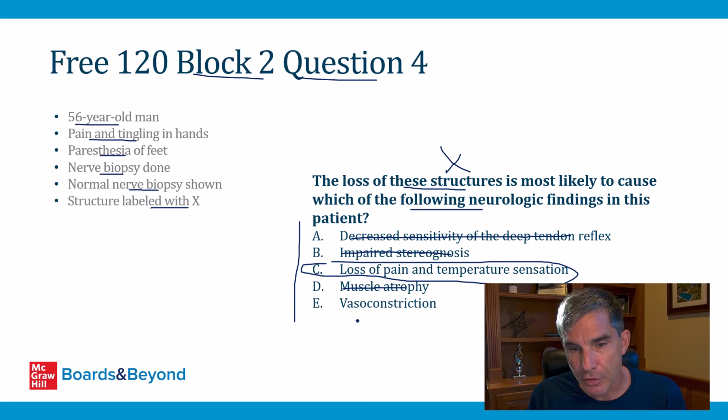And then finally, answer choice E is vasoconstriction. So if you had loss of sympathetic nerve fibers, that would lead to vasodilation, not vasoconstriction. And so that's why this answer is wrong. There are small unmyelinated fibers that are part of the sympathetic nervous system, but when they're damaged, what you get is vasodilation, not vasoconstriction. Vasoconstriction is what happens when those neurons are working.